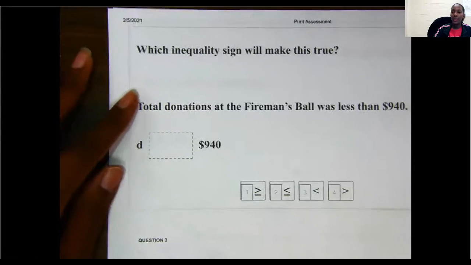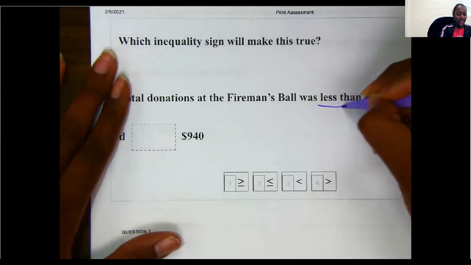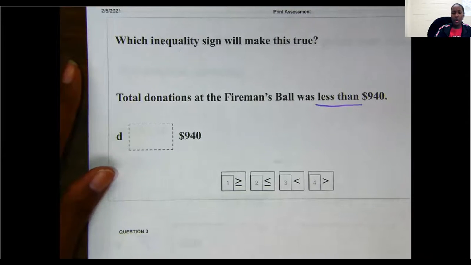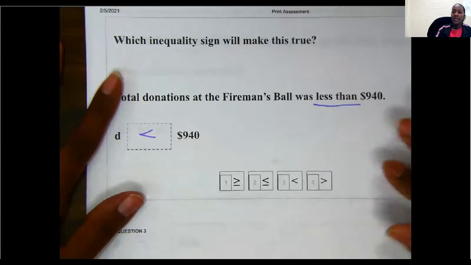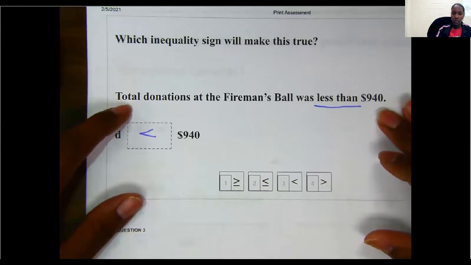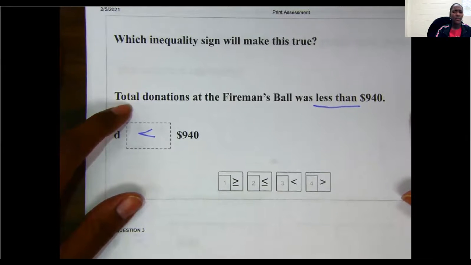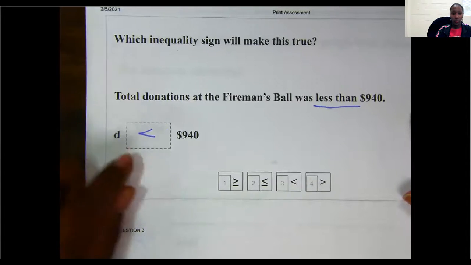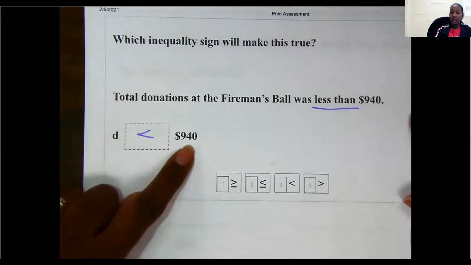Which inequality sign will make this true? Total donations at the Fireman's Ball was less than $940. Well, I see less than, so I'm going to go ahead and put that. I know it's less than. Now I need to ask myself, can it be exactly $940? So it says that the total donations was less than $940. Was it exactly $940 though? Did they get exactly $940? No, they didn't. They didn't make it to the 940. So this symbol is just going to stay like that. So the donations were less than $940.